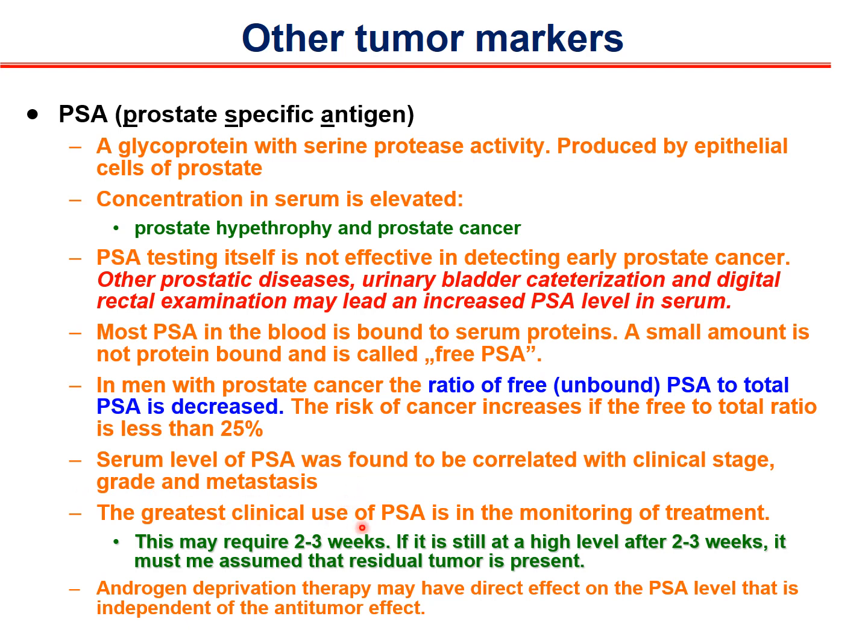The greatest clinical use of PSA is in monitoring the treatment. This may require 2 to 3 weeks. If it's still at a high level after 2 to 3 weeks, it must be assumed that residual tumor is present. Androgen deprivation therapy may have a direct effect on the PSA level that is independent of the anti-tumor effect.